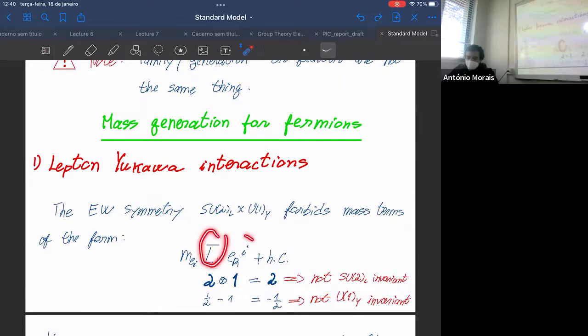This is a doublet, and this is a singlet. Clearly, 2 times 1 is 2. This transforms as a 2, so it's not SU(2) invariant. There is an exponential with something here, and there is nothing to cancel out this exponential from the Lagrangian.